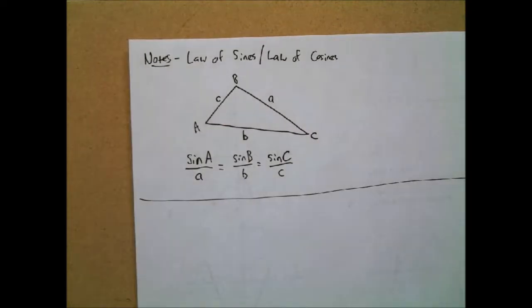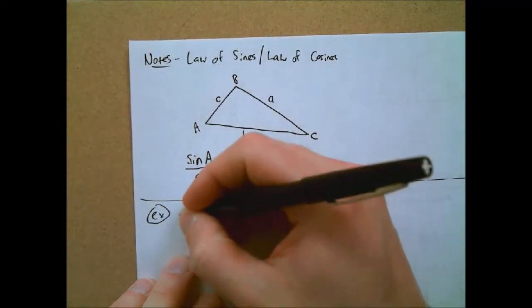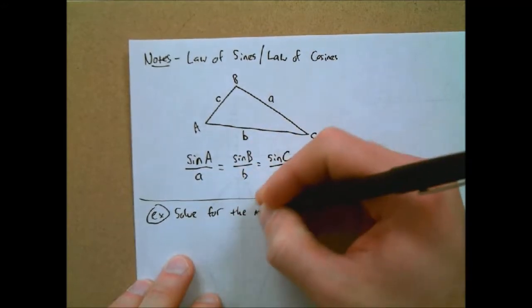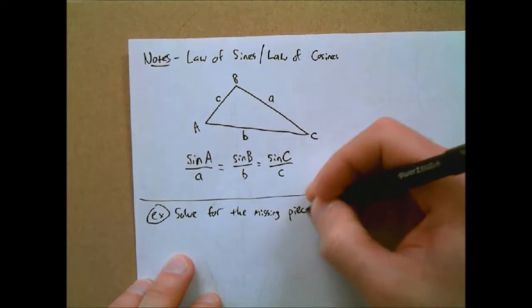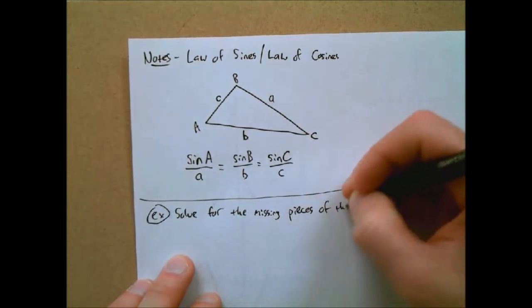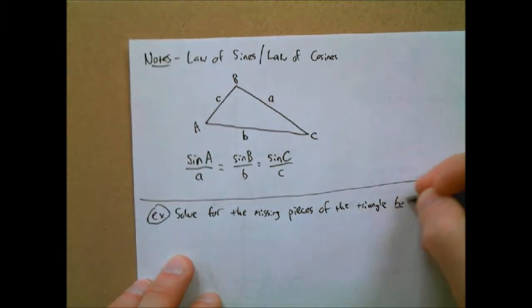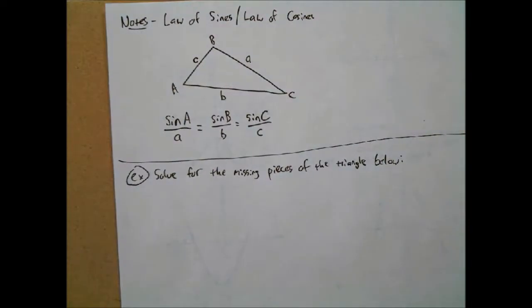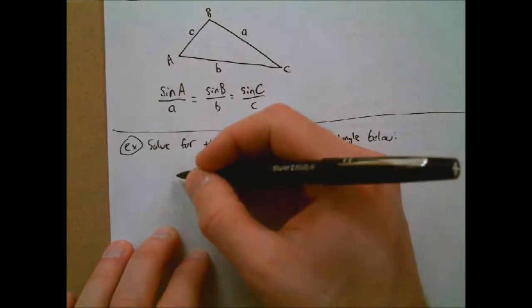All right. So anyway, how are we going to use this? Well, we're going to use it to find missing parts of non-right triangles. So let's solve for the missing pieces of the triangle below. Oops, off the screen. Let me zoom out one. Click there. Okay. And you will want to have your graphing calculators handy here too, so heads up on that.